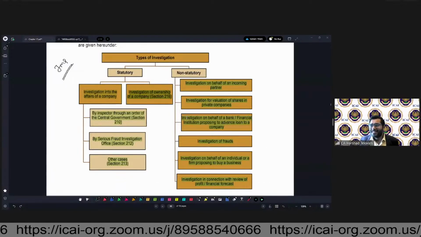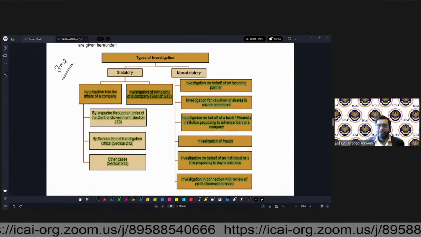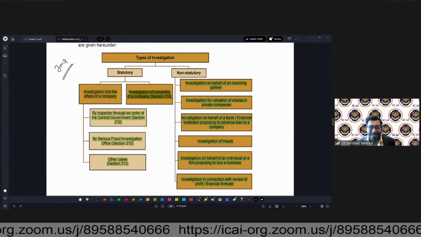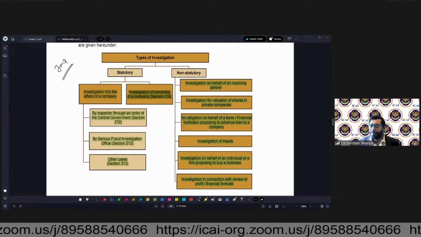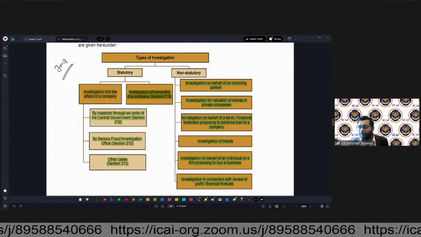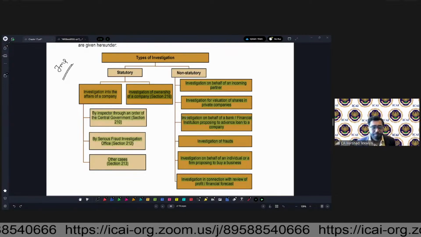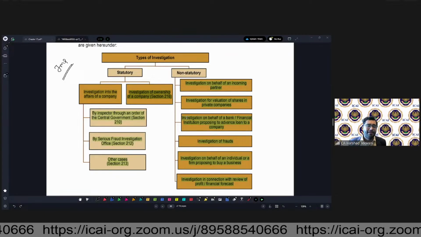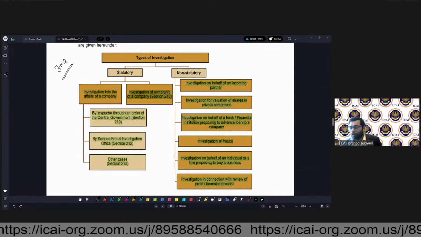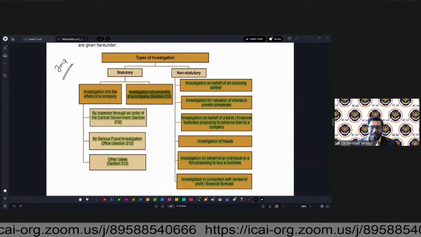For example, statutory and non-statutory investigations. Statutory investigations are the investigations which are carried out under any provision of law. For example, under the Companies Act: investigation into ownership of a company, Section 216; investigation by an inspector through an order of the central government, Section 210; by SFIO, Section 212; other cases and other investigations, Section 213. Same way, you have investigations under the SEBI Act also. So various investigations can be carried out.